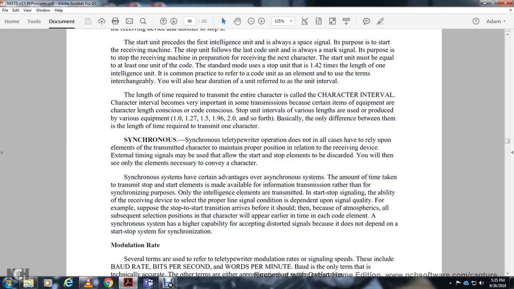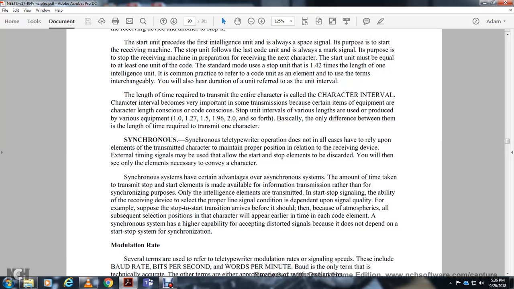A synchronous system may have a certain advantage over an asynchronous system. The amount of time to transmit the start and stop elements is made available to information transmission rather than synchronization. The only intelligent element for the transmitted start and stop signal is the ability of the receiver to select the proper line signal condition, which is dependent on the signal quality.